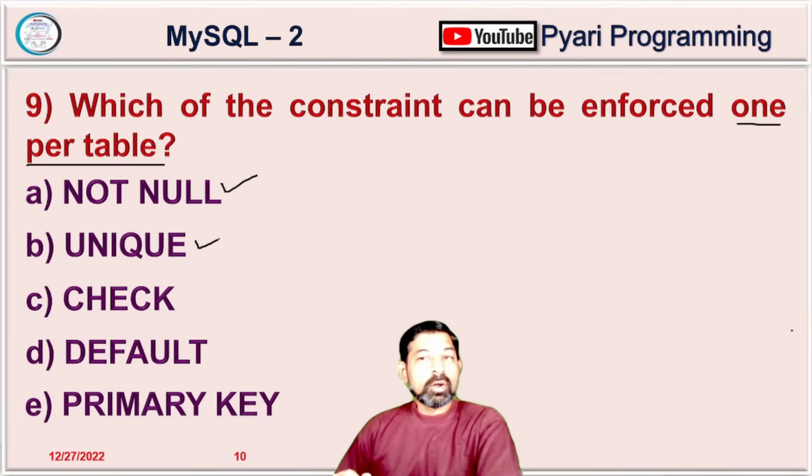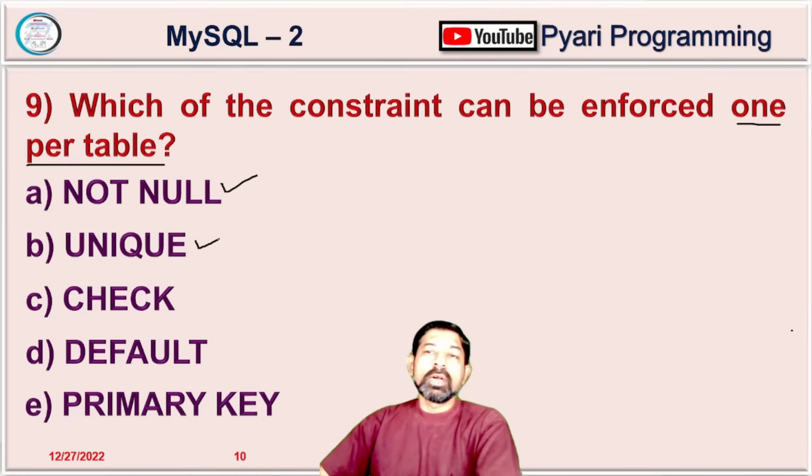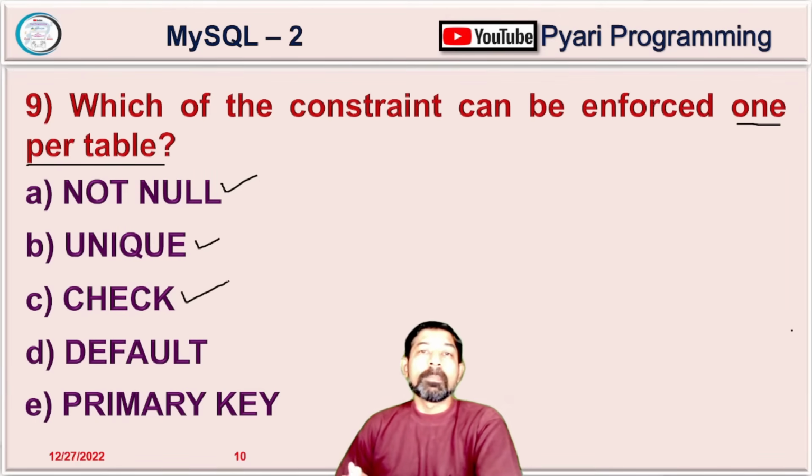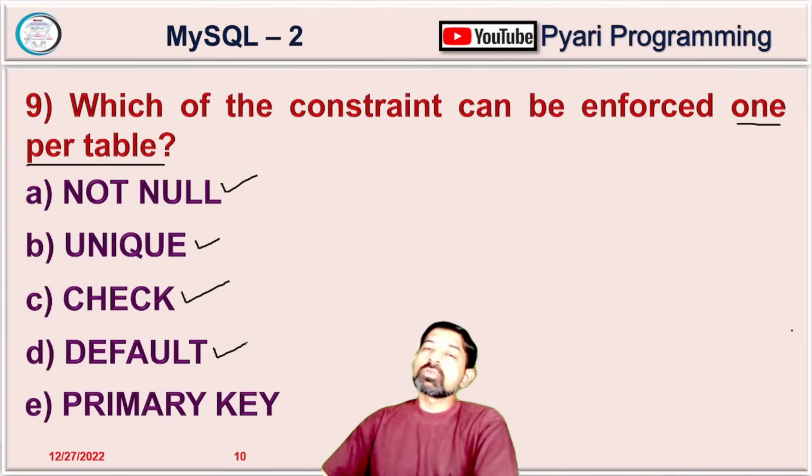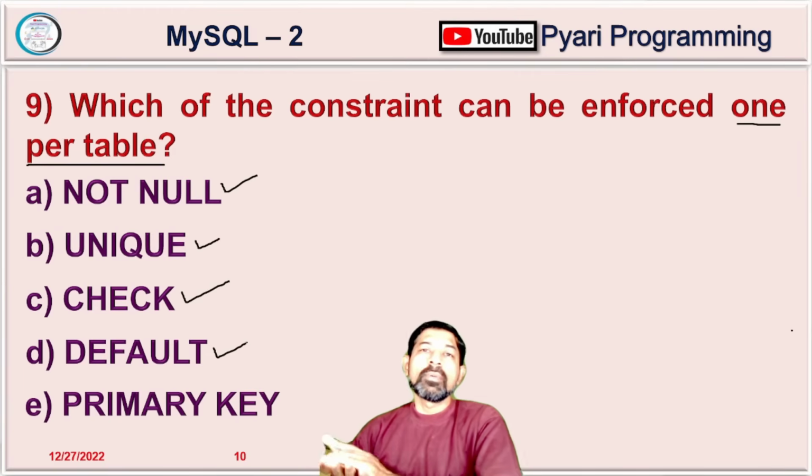entered in that particular column must not be duplicate. So this constraint can be used for more than one column. CHECK constraint, obviously I can restrict quantity, price, basic salary, your city, state, gender, we can apply it to more than one column. Now DEFAULT, this also we can apply to more than one column. Suppose I'm having city, I'm having pin code, I'm having state, we can apply.